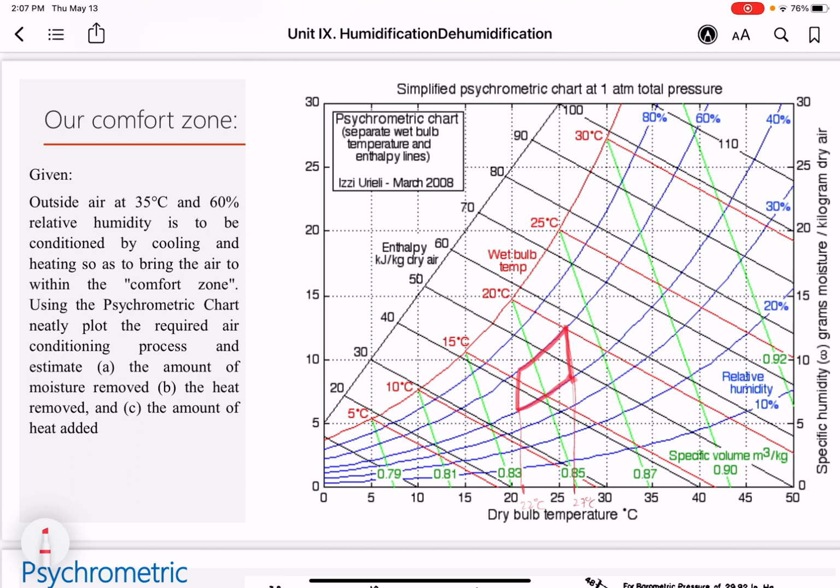So parang you are given outside air is 35, relative humidity is 60%. What can we do for you to be able to go back to your comfort zone, knowing that your comfort zone must be in between 22 and 27 degrees and a relative humidity of just around 40 to 60. Okay? So we plot what's given. So kung ito yung comfort zone natin, the one that is given is I have a 35 and 60% relative humidity. So it is this line.